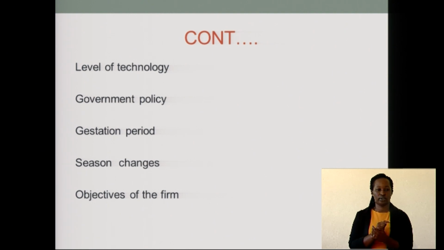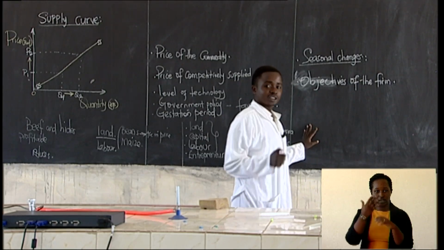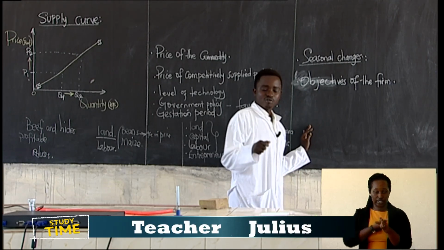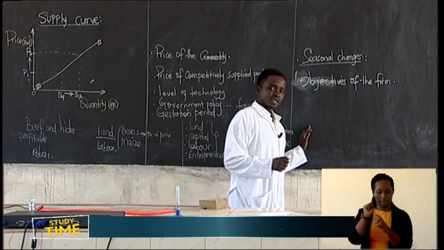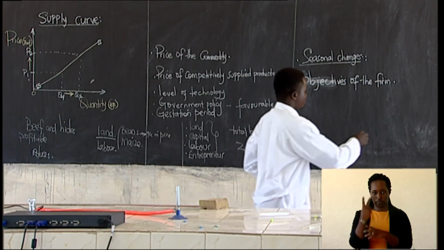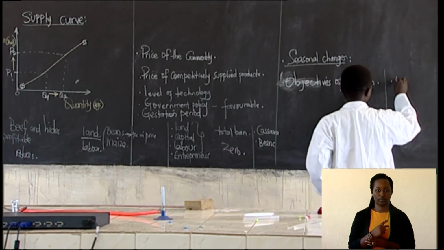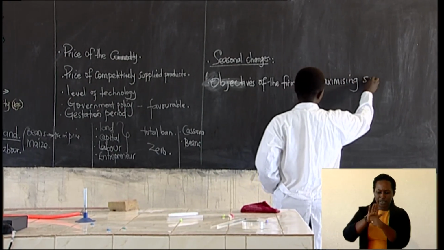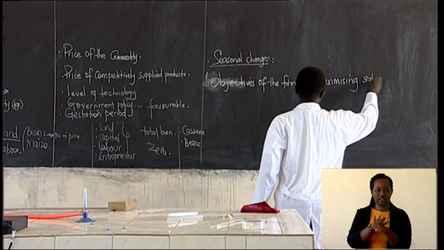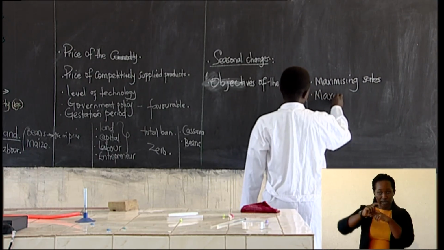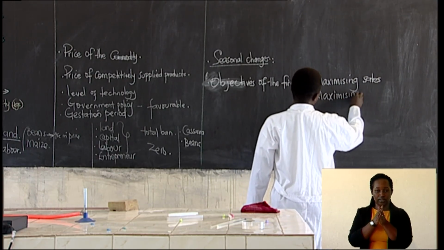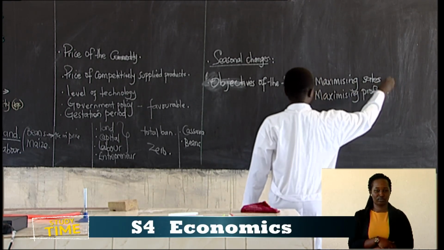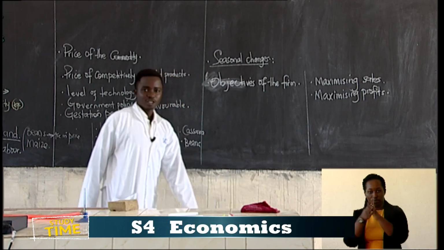The first is maximizing sales, and the second is maximizing profits. I want you to look at these two: sales maximization as an objective, and profit maximization.